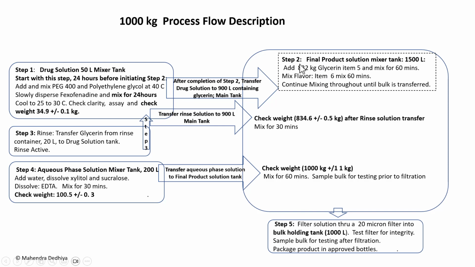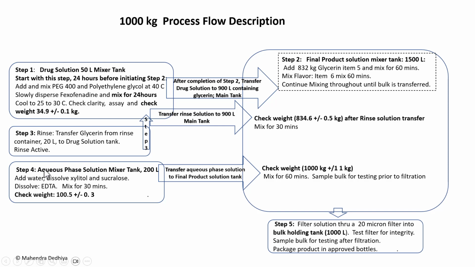So after the completion of step 2, transfer the drug solution. It would be pumped into the main tank. And in this case, we'll use glycerin to rinse it. So glycerin in a small container, add it to the 50-liter mixer, and the rinse solution is transferred. At this point, we can check the weight after the rinse solution is transferred. The weight should be 634.6 kilo plus or minus 0.5 kilos.